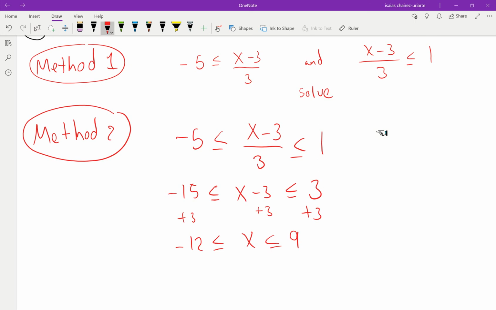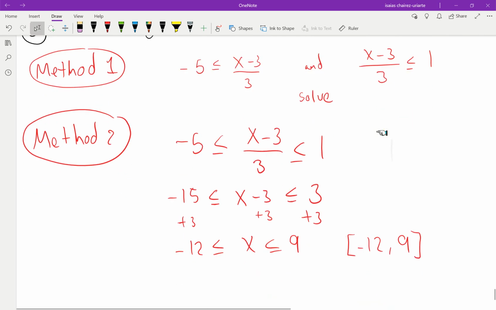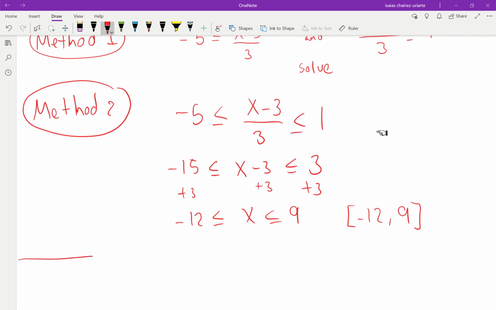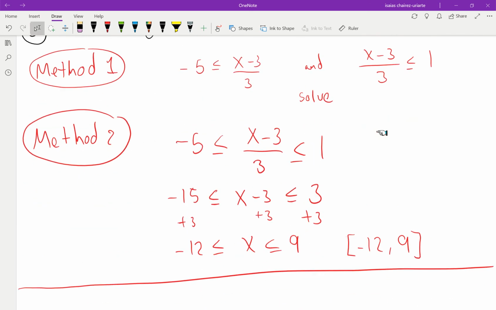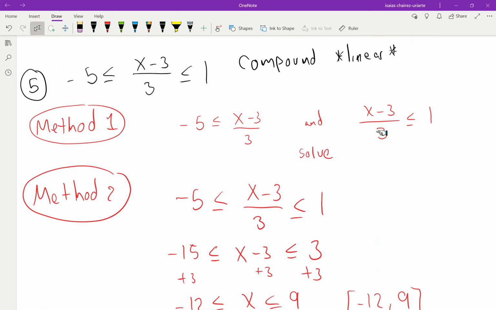And so this is my solution here, -12 to +9. That is our solution, so that is it for that one. You can check your answer here. If I pick something that's less than -12, like -13, it's not going to satisfy my original compound inequality. If I pick something that's bigger than 9, it's not going to satisfy my original compound inequality. So this is my solution set.